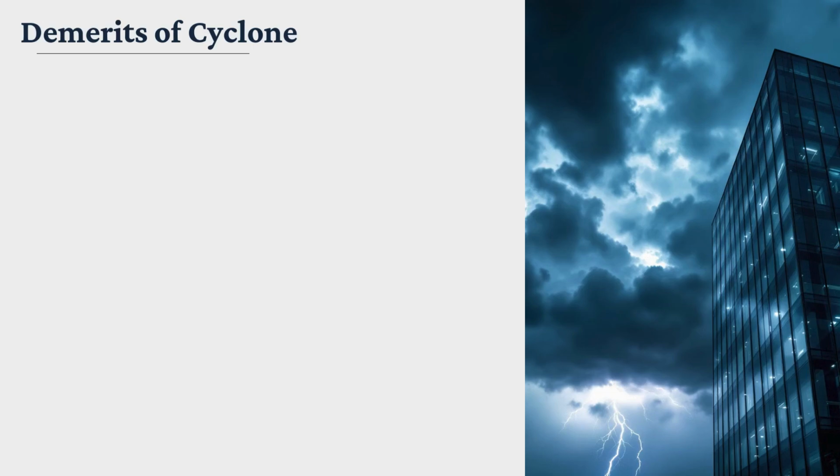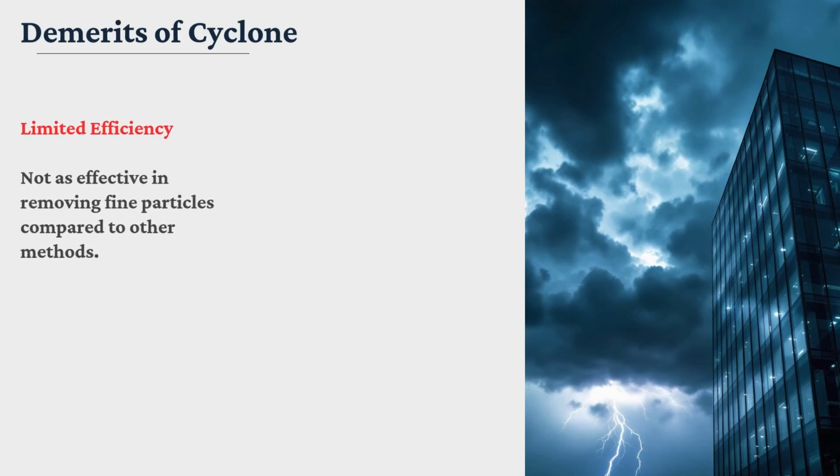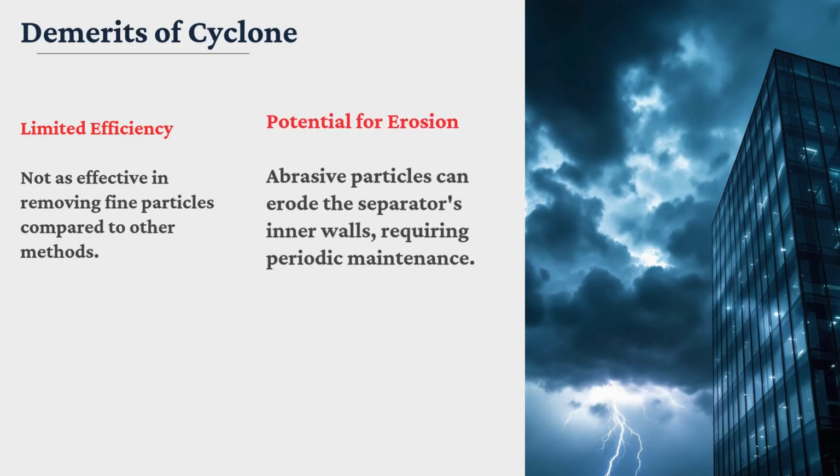Demerits of cyclone separators. Although it has some advantages, it also has some disadvantages. The first one is limited efficiency, not as effective in removing fine particles, meaning it cannot remove fine particles efficiently. The next one is potential for erosion. Abrasive particles can erode the separator's inner walls, meaning if the sample contains abrasive particles, that will definitely cause harmful effects by eroding the inner walls of the separator, and it requires periodic maintenance.